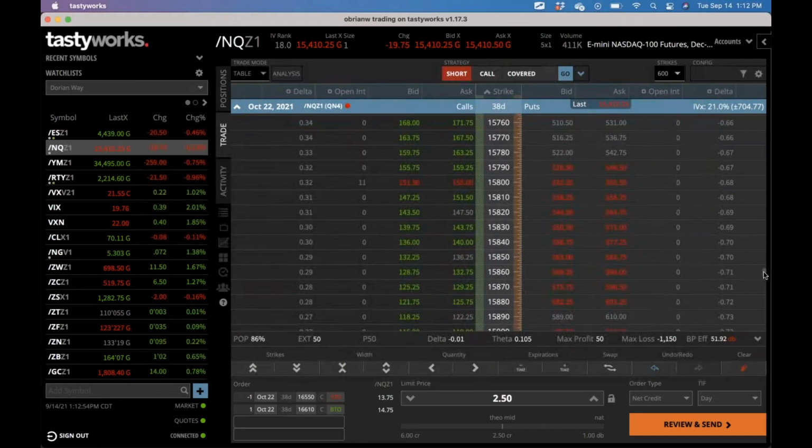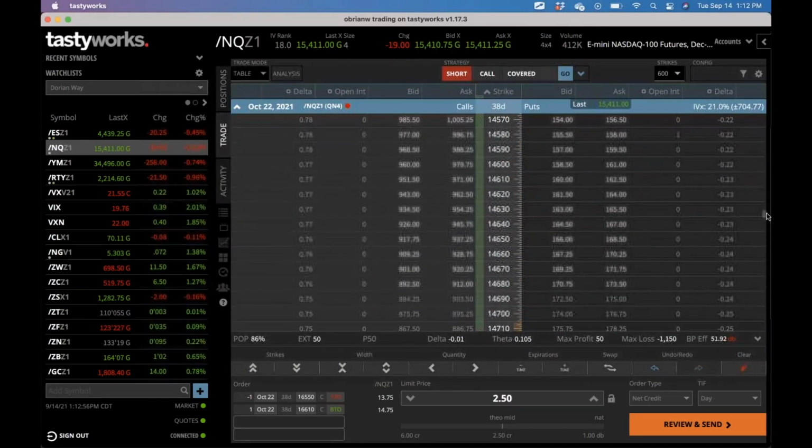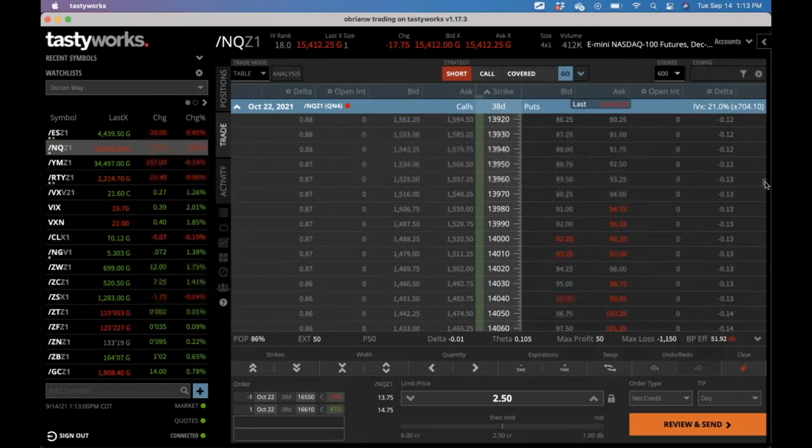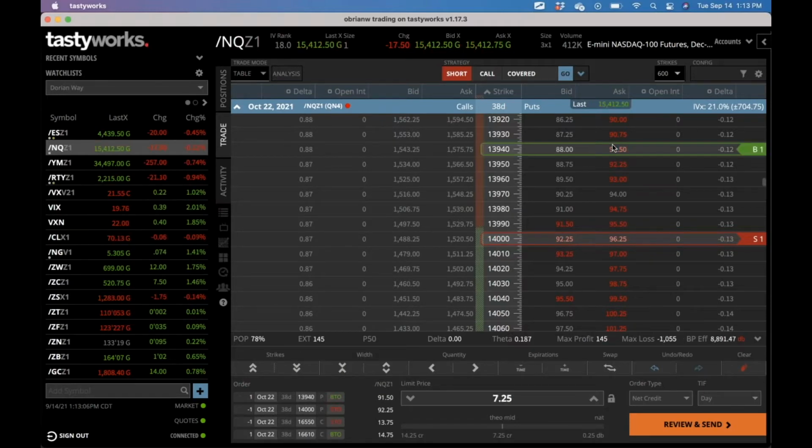And then on the put side, we were looking at selling the 14,000, and that would be here, and buying the 13,940, that would be here. So 60 points as well. And we were looking at it for at least 7. You can see that this is going for 725.